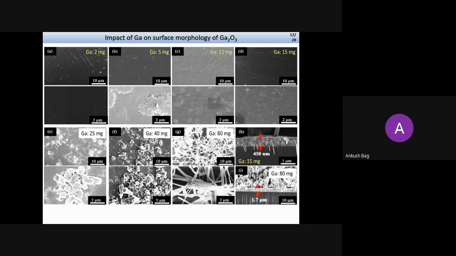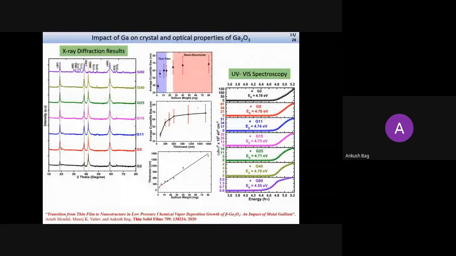So why we are doing this study from a material point of view, and how it can be engineered to get a high performance photodetector. These are some of the FESEM results. Here also you can see that when we are considering a low amount of gallium, we are getting a thin film, whereas when we are increasing the gallium above 25 milligram, we are getting nanostructure.